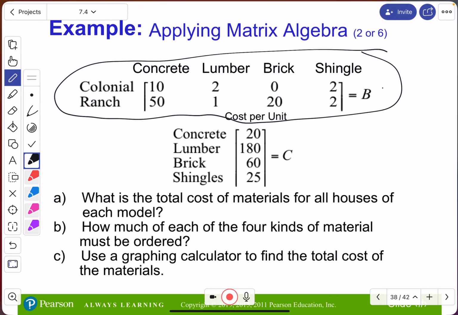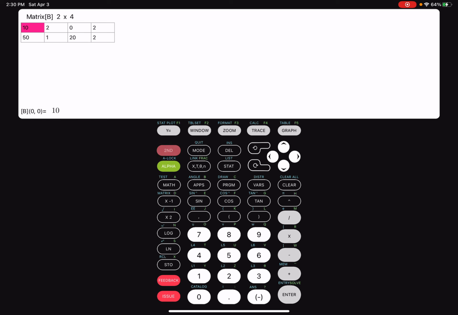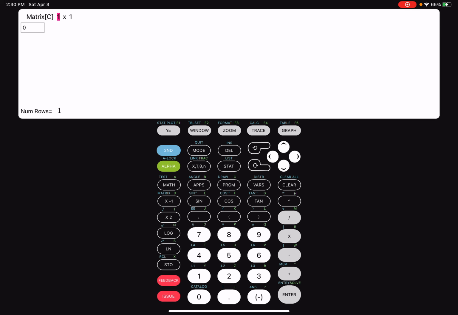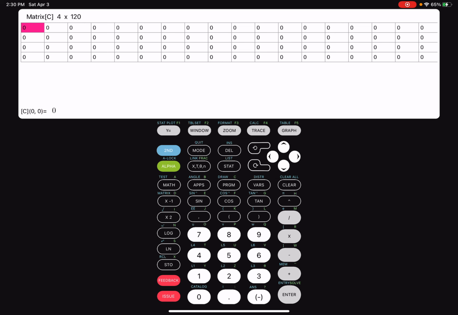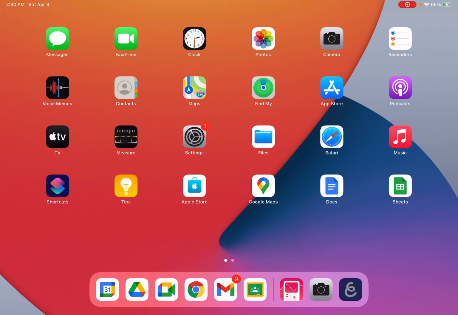Okay, so that's B. And then C is the cost per unit. So that's going to be a 4 by 1. So let's put that in C. This is one benefit where the calculator is nicer because you can store all of them at once, whereas on the website that I found for you, you have to do it each section. So you may have to enter them over and over again. Okay, so 20, 180, 60, and 25. So now we have those in there, A, B, and C.